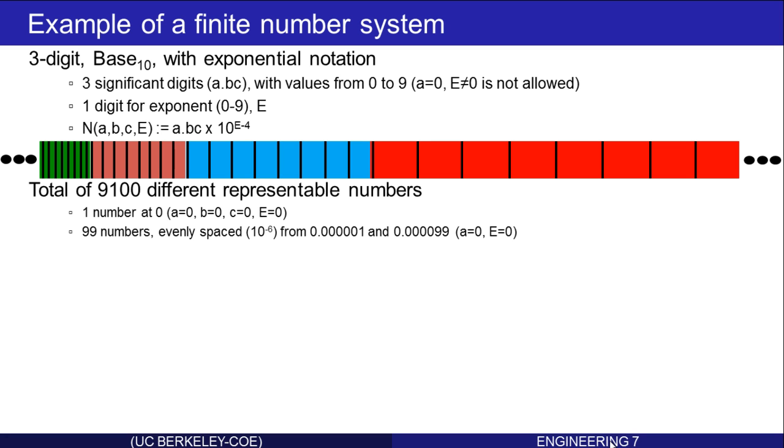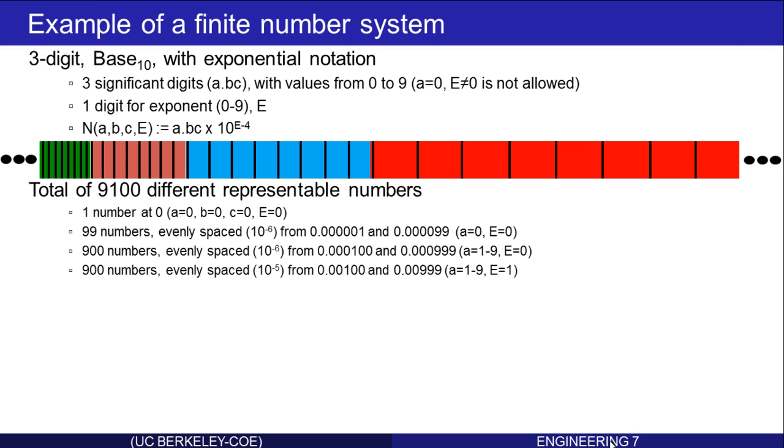99 numbers evenly spaced with a spacing of 10 to the minus 6, from 1 times 10 to the minus 6 to 99 times 10 to the minus 6. This is achieved with A equals 0 and E equals 0 and B and C ranging over their values. There are 900 numbers with the same spacing from 1 times 10 to the minus 4th to 9.99 times 10 to the minus 4th. These occur with A going from 1 to 9, E equals 0, and B and C taking on all their values.